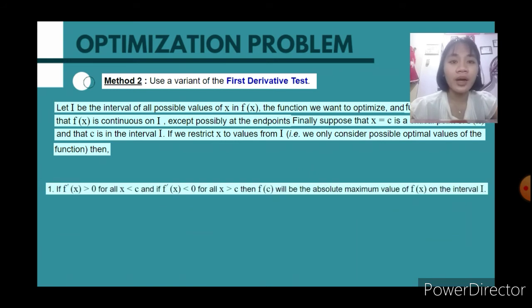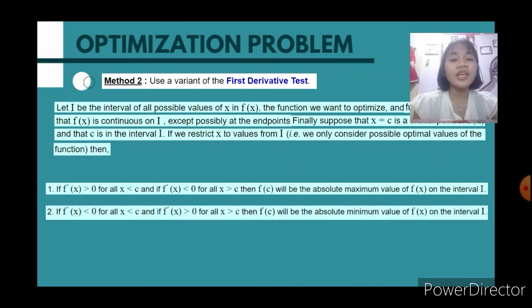So, paano nga ba? If the first derivative of f(x) is greater than 0 for all x less than c, and if the first derivative of f(x) is less than 0 for all x greater than c, then the function f(c) will be the absolute maximum value of f(x) on the interval I.